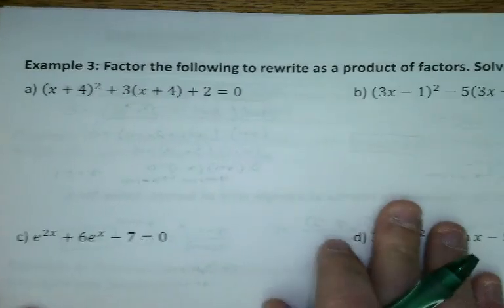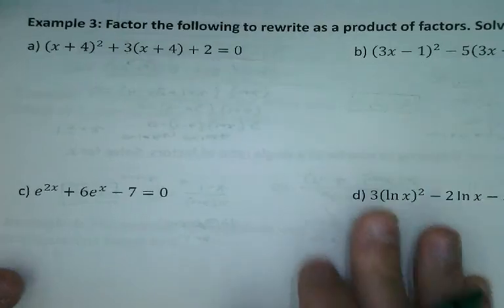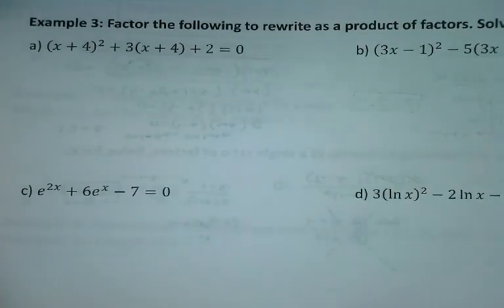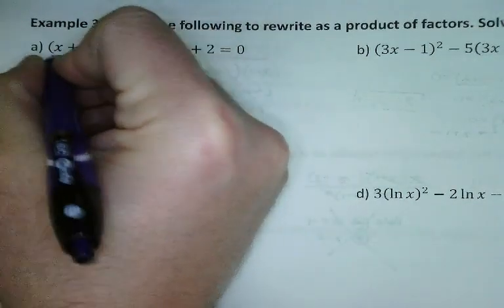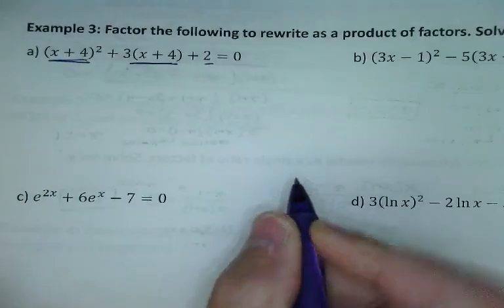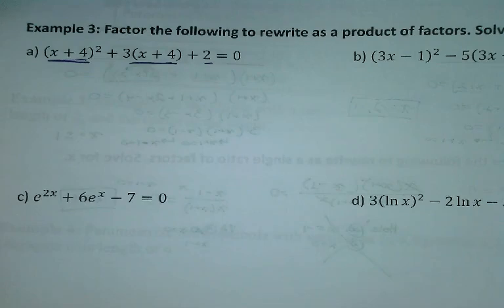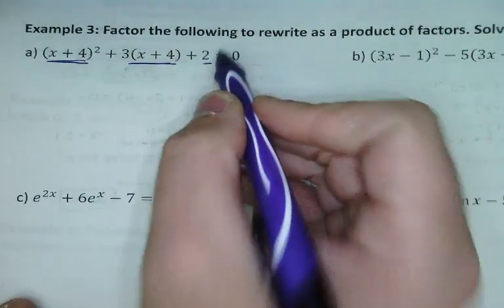All right, here we go. Factor the following as a product of factors, and then solve for x. Let's stick with A. Quiet, folks. That kind of sort of looks like a trinomial. Watch me underline this in purple. Trinomial has 3 terms. How many underlines did I do? 3. And this has a square, and that has a first power, and that has a 0 power.